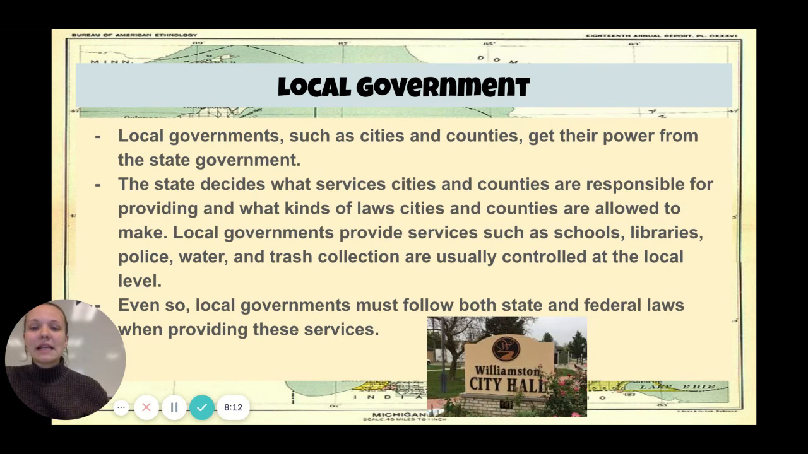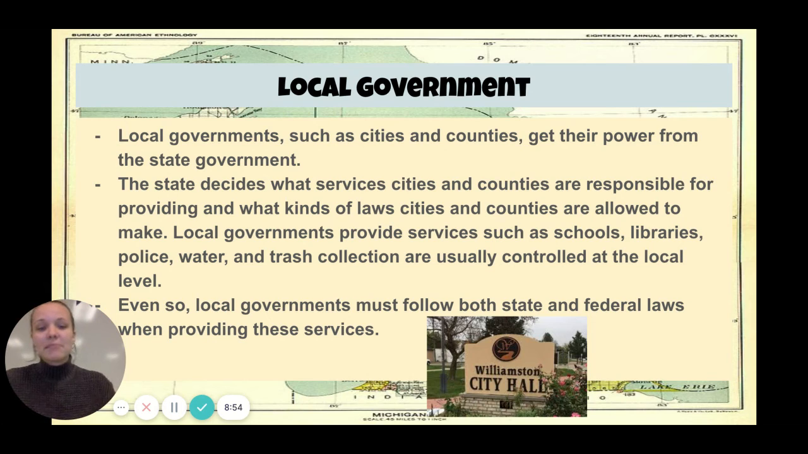The state decides what services cities and counties are responsible for providing and what kinds of laws cities and counties are allowed to make. For example, Williamston has their own local government. They provide services such as schools, libraries, police, water, and trash collection. They're all controlled by our local government. So our local government is in charge of making decisions about our schools, our local libraries, local police, our water systems, and how trash is collected and on what days. All those rules are governed and instituted by our local Williamston government.